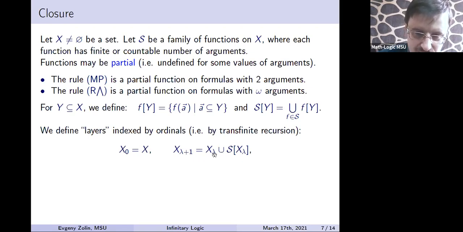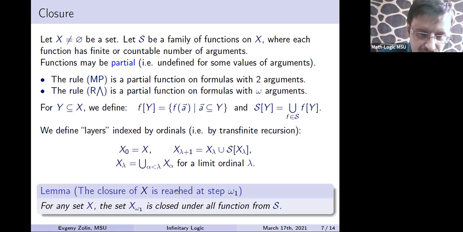At the next step, we take the previous set, so all previous points, and new points obtained by all functions. And for limit ordinals, we simply take the union. And again, it should be the set Y here. For any set Y, at the step omega 1, we obtain a set that is closed under all functions from our family S.